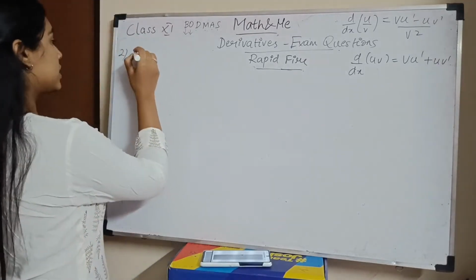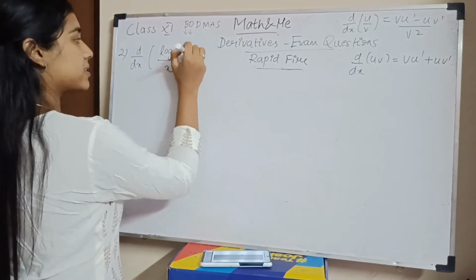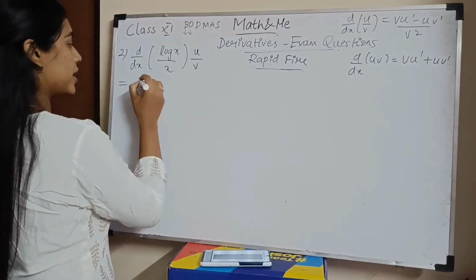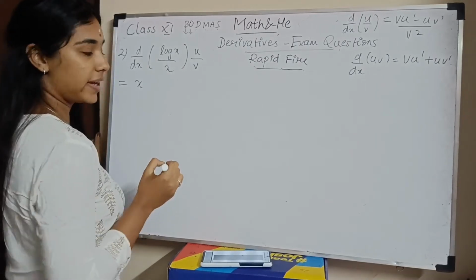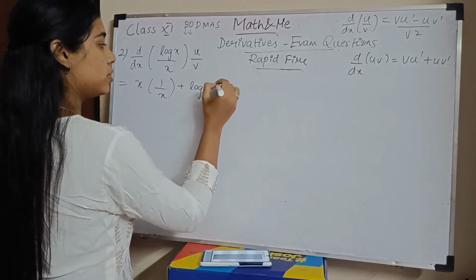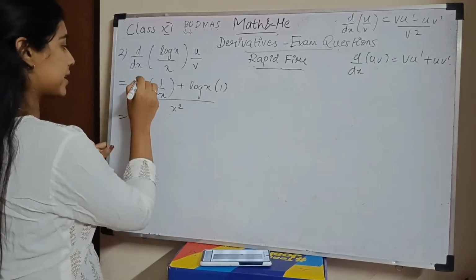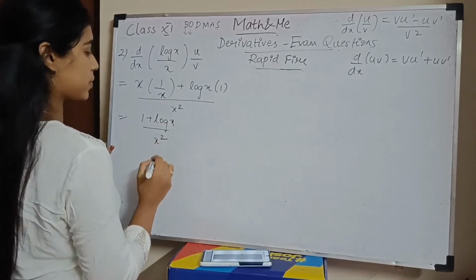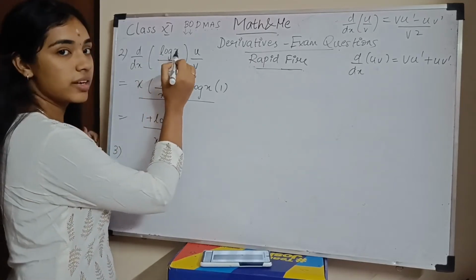Question number 2. d by dx of log x divided by x. So this is simply of the form u by v. There is no multiplication. So what do you have? v u dash minus u v dash. What is the derivative of log x? 1 by x. So x times 1 divided by v square, where x cancels. So you have 1 minus log x divided by x square. So that's your answer. Okay, this is very easy. I wanted to solve this because you need to know what the derivative of log x is.